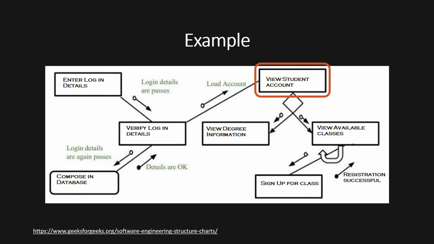In either case, if we need to see the degree information, we will need to send the account information as a parameter, here or here. When we send information to view available classes, we can then sign up for a class. So what we need to do is send the account information to sign up for a class.